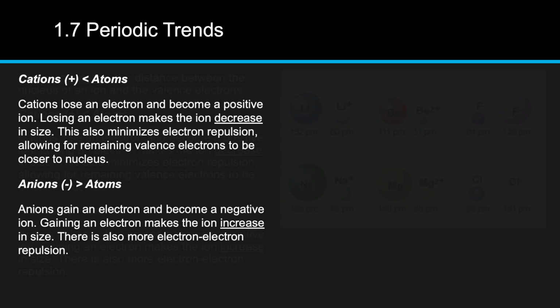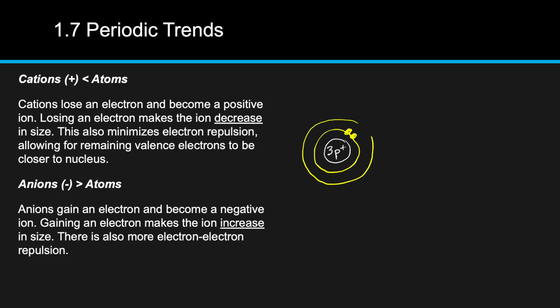All right, so let's do a visual representation of a cation. Let's choose lithium. Lithium has 3 protons in its nucleus, and then it has 3 electrons in its electron cloud. We know the first energy level can only house 2 electrons, and then the third electron is in the 2s sublevel, or the second energy level.